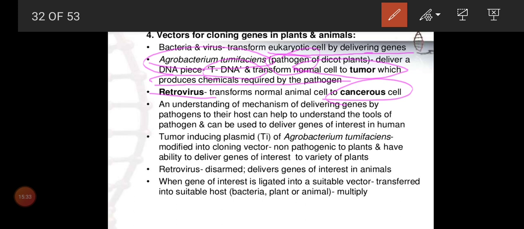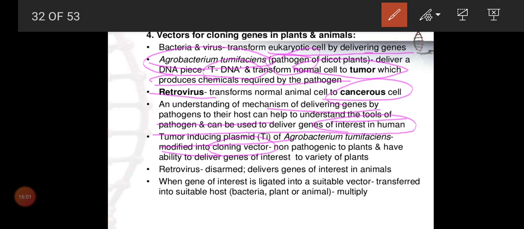An understanding of the mechanism of delivering genes by pathogens to their host can help us understand the tools of the pathogen, which can be used to deliver genes of interest in humans. So what is the Ti plasmid? The Ti plasmid, the tumor inducing plasmid of Agrobacterium tumefaciens, was selected and made into a cloning vector. So now we changed it, and they deleted the harmful part of that plasmid.